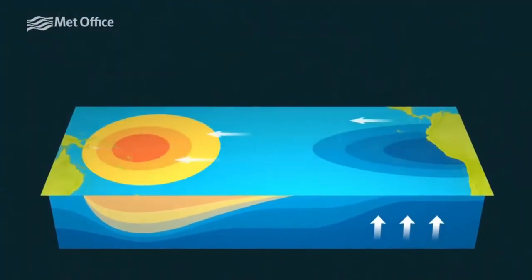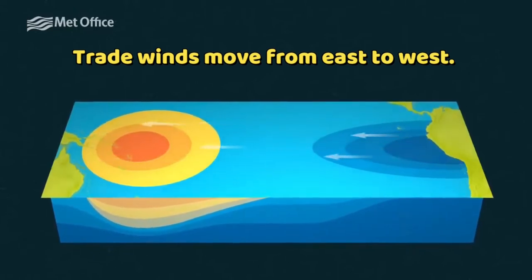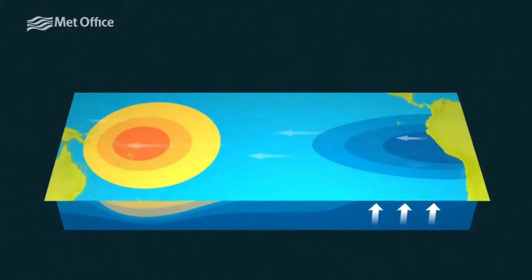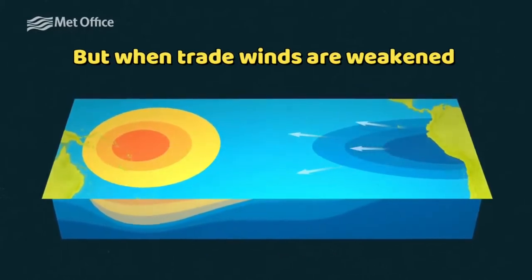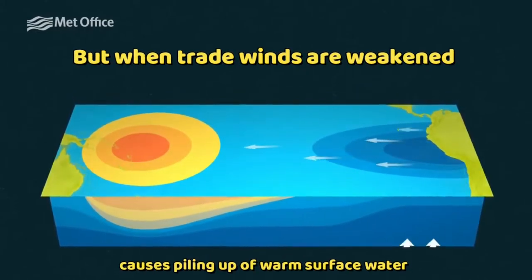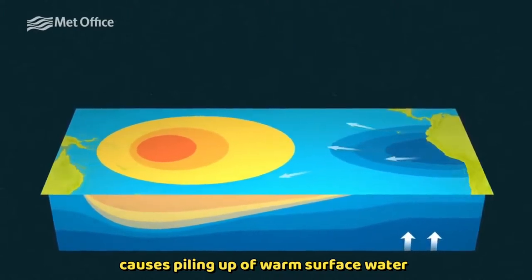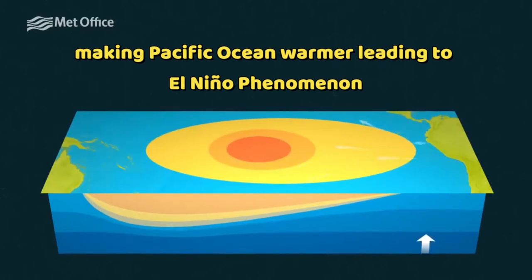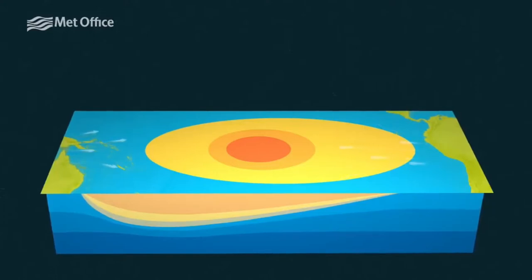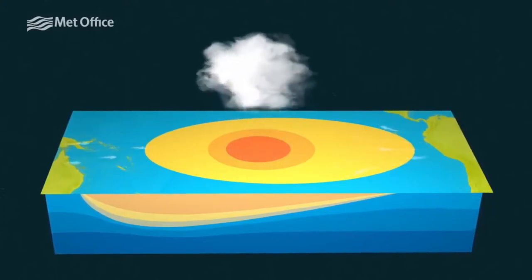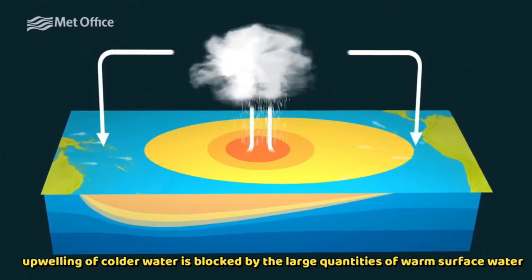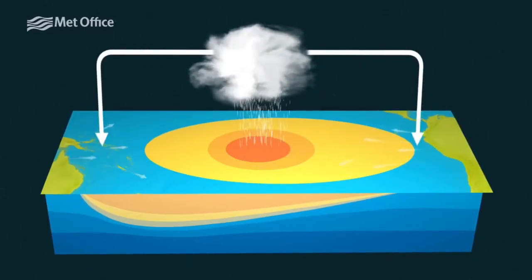Normally, as trade winds move from east to west, they collect warm air. But when trade winds are weakened, they cause the piling of warm surface water and making the part of the Pacific Ocean warmer, leading to the El Niño phenomenon. This happens when the upwelling of colder water is blocked by the large quantities of warm surface water.